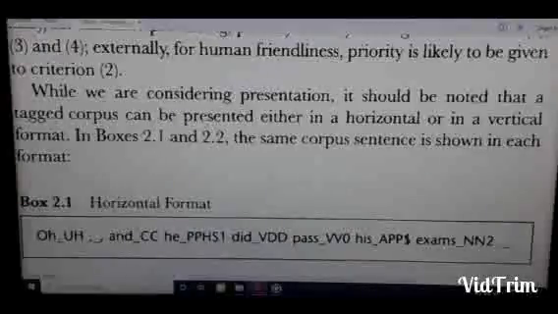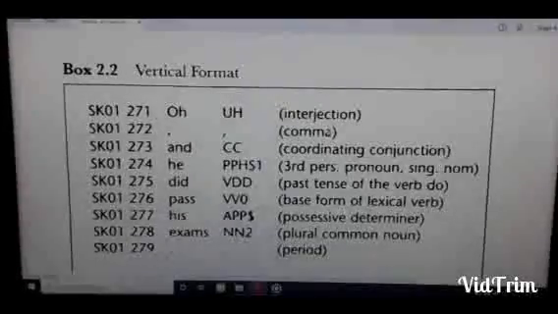So this is an annotated data in a horizontal format. Box 2.2, vertical format: SK001 2710 interjection, comma, and CC coordinating conjunction. So SK001 is common in all, and then 2710 is just numbered.